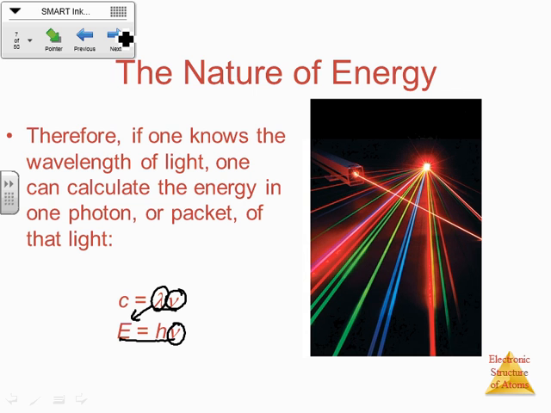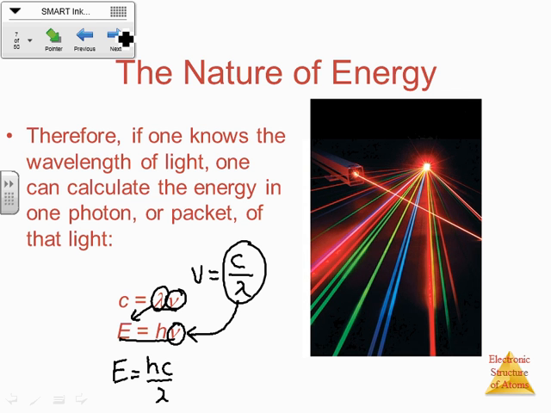If we solve the top equation for frequency, we end up with nu equals the speed of light divided by lambda. And so we can plug this in for nu in the bottom equation, and we end up with E equals hc over wavelength. That's an equation that will help us calculate the energy when we know the wavelength.